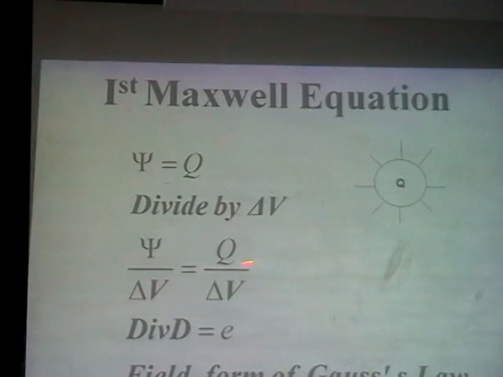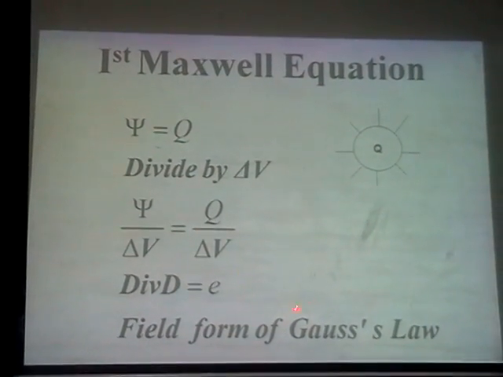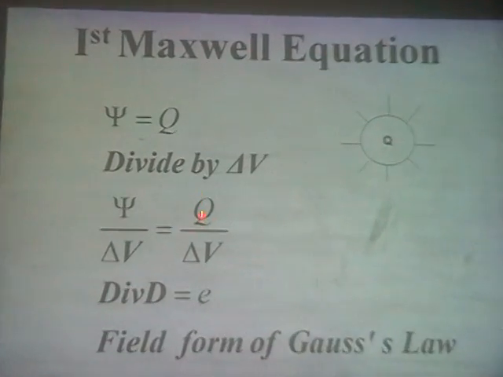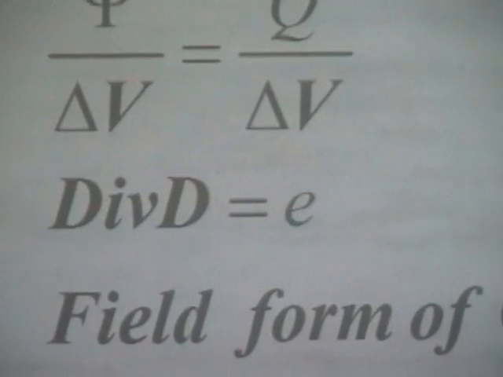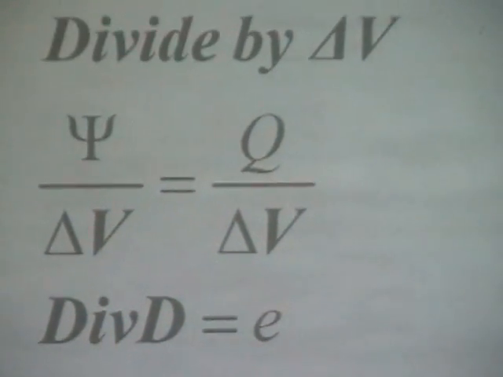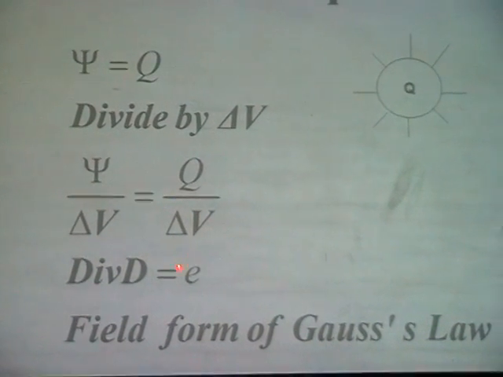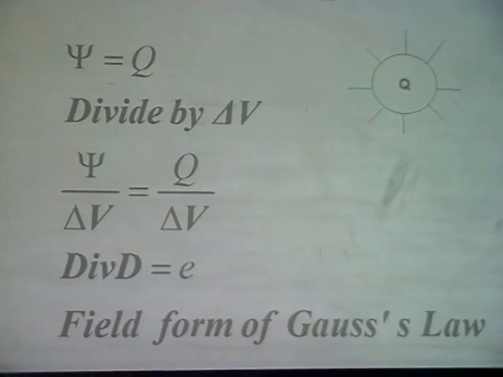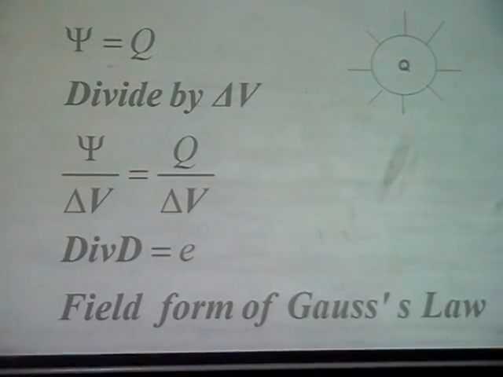Divide by a small volume delta V. Psi by delta V is Q by delta V. Q by delta V, charge by volume, is the charge density rho. The net outflow of flux by volume on the left-hand side is called the divergence. The mathematical definition of divergence is net outflow divided by small volume.